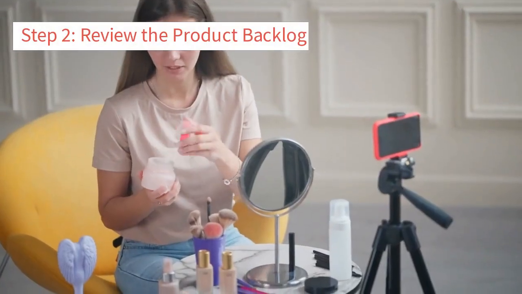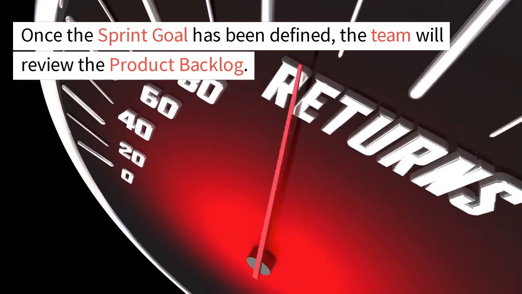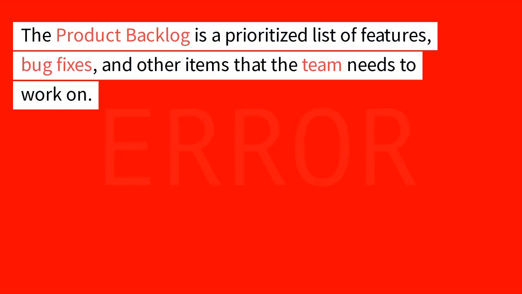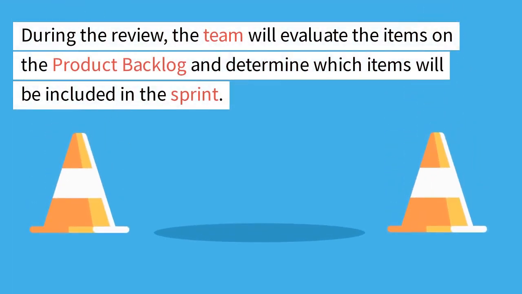Step 2. Review the product backlog. Once the sprint goal has been defined, the team will review the product backlog. The product backlog is a prioritized list of features, bug fixes, and other items that the team needs to work on. During the review, the team will evaluate the items on the product backlog and determine which items will be included in the sprint.